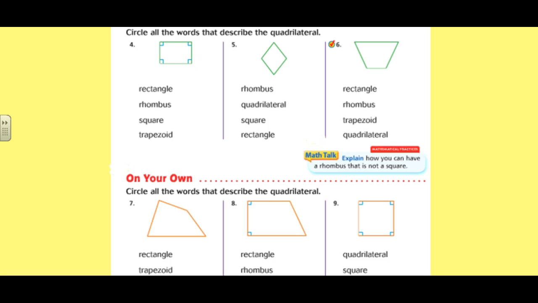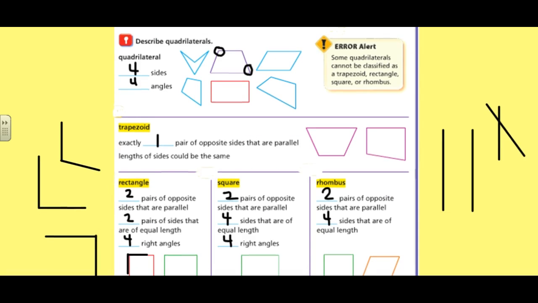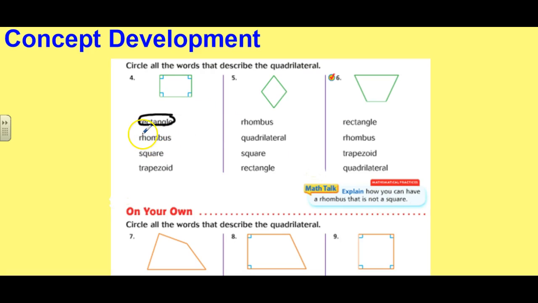So the first thing that we know is that this is definitely a rectangle, so you're going to put a circle around rectangle. You need to ask yourself if this is a rhombus. So we're going to go back, and you may want to flip back too. A rhombus has 2 pairs of opposite sides that are parallel, and guess what? A rectangle has that too. A rhombus has 4 sides that are of equal lengths, but does a rectangle have 4 sides that are of equal lengths? And your answer to that is no. So a rhombus is not going to be something that we're looking at here.